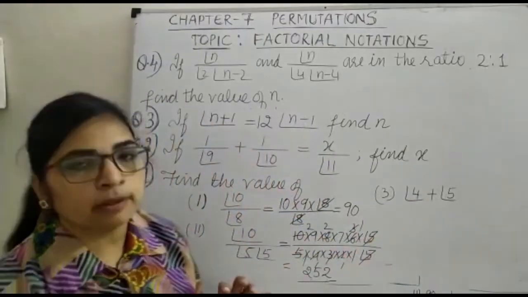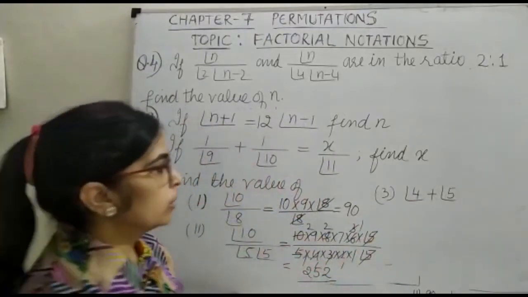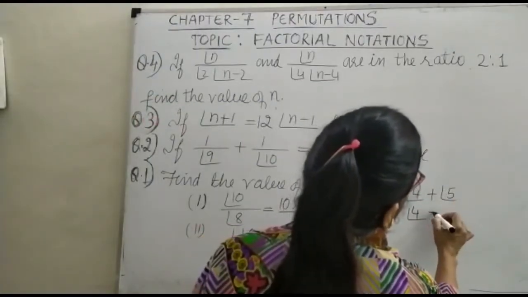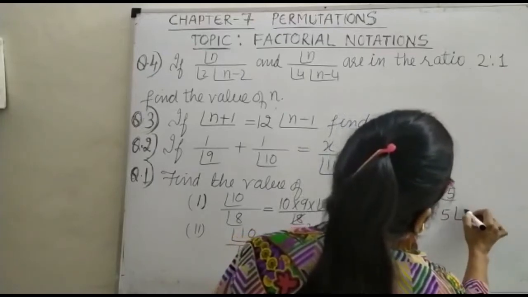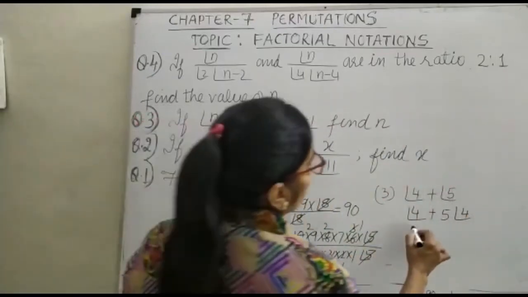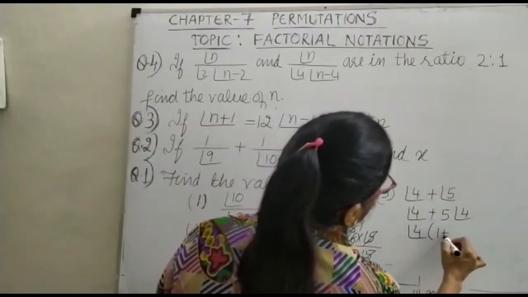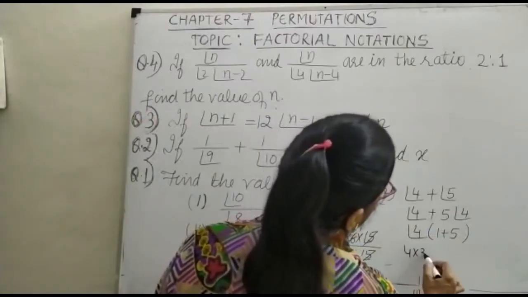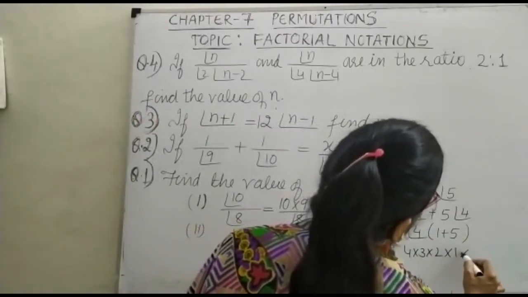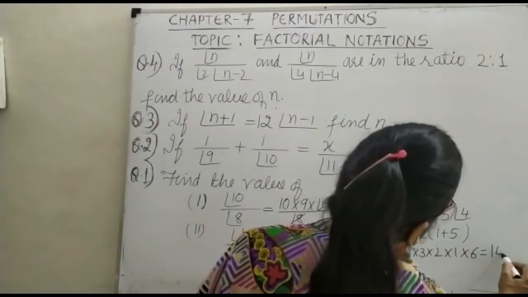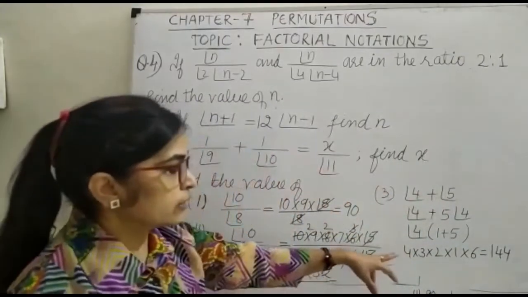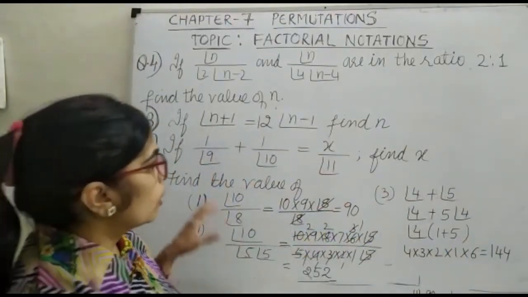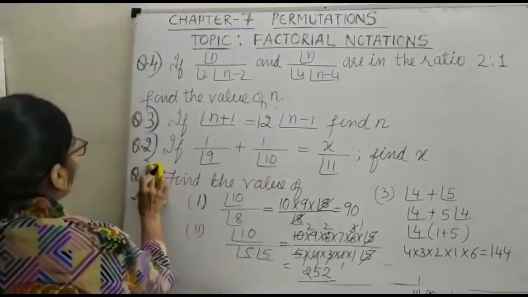Now coming to the third one, this is 4 factorial plus 5 factorial. Always remember the bigger number should be reduced to the smaller one. So let this 4 factorial be as it is. Your 5 factorial can be written as 5 into 4 factorial. We can take 4 factorial common. This becomes 1 plus 5, right? Now 4 factorial can be written as 4 into 3 into 2 into 1 into 6, which will give you 144. You can see here 4 3s are 12, 12 2s are 24, 24 into 6 is 144. Moving on to question number 2.